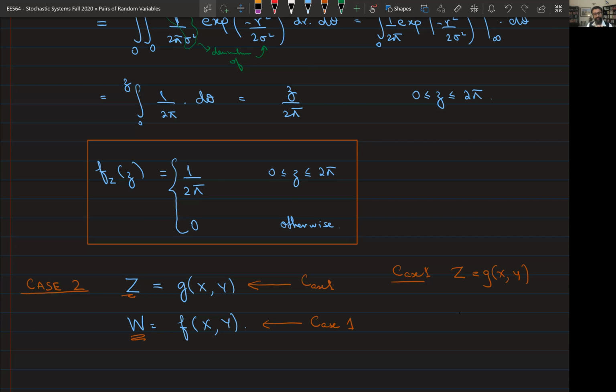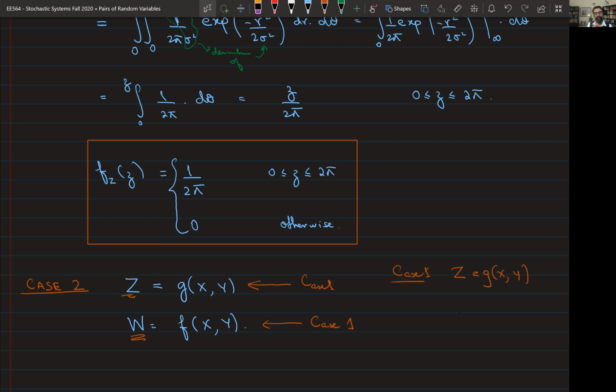So that's actually the answer, because if I apply case 1 to Z equals g of X, Y separately, and then apply case 1 to W equals f of X, Y separately, all I'm going to get is the marginal PDF of Z and the marginal PDF of W, right? What I won't get is how Z and W are jointly distributed. So in order for me to determine the joint PDF of Z and W, this case needs to be dealt with separately, okay?